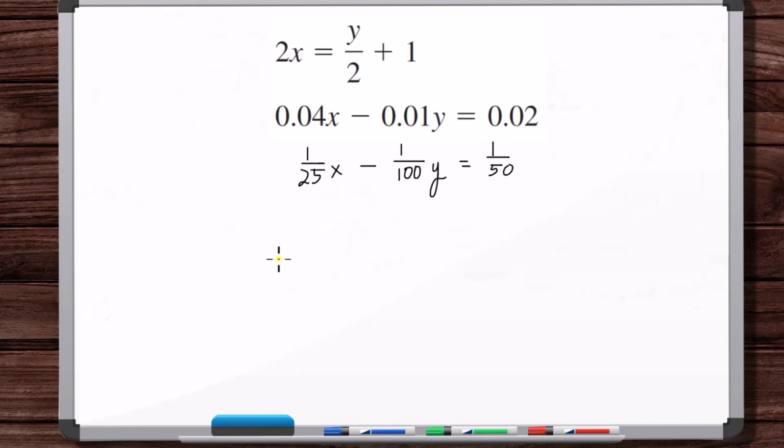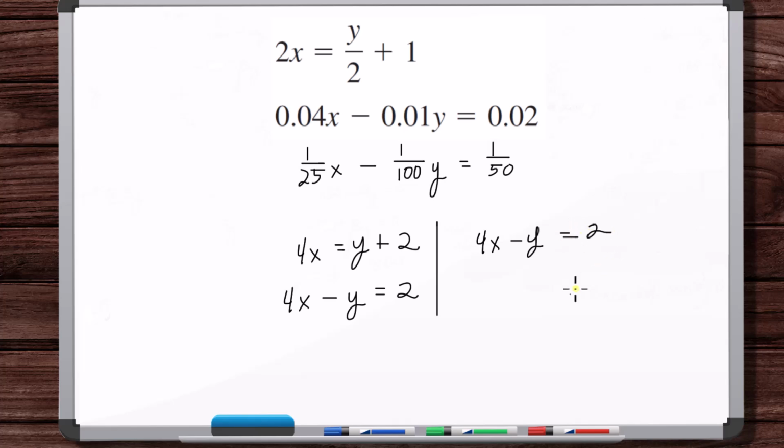All right, so we multiply the first equation again by 2. 4x is equal to y plus 2. And the second equation, let's multiply by 100. So that's going to be 4x minus y is equal to 2. So we've got 4x minus y is equal to 2, and then 4x minus y is equal to 2. It's the same line.